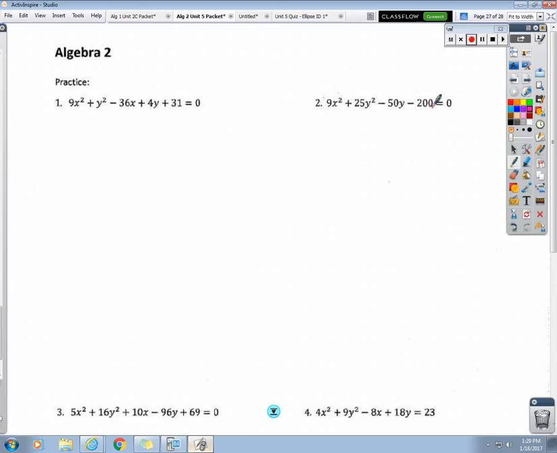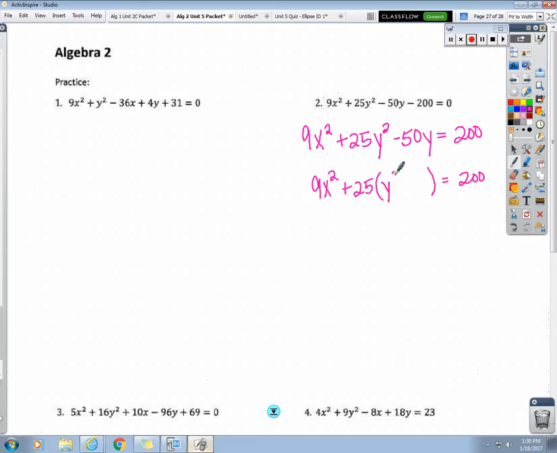We need to group the x's and the y's and move the constant. So that'll be 9x squared, and that's the only x term, plus 25y squared minus 50y equals positive 200, because it gets moved over. X squared, since it's the only term with an x, it's just going to continue coming down. You're not going to have to fool with it till the end. But over here, we need to factor out that 25. And when you factor out a 25, what is remaining inside? Minus 2y.